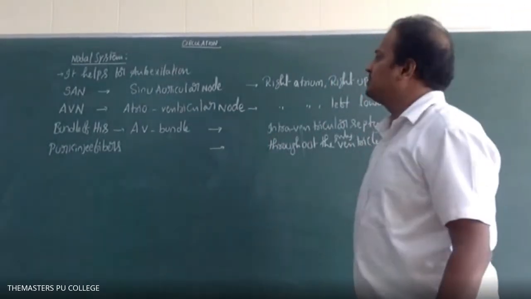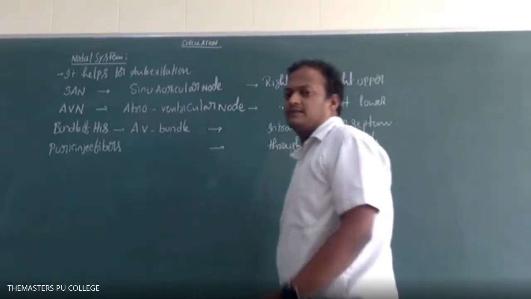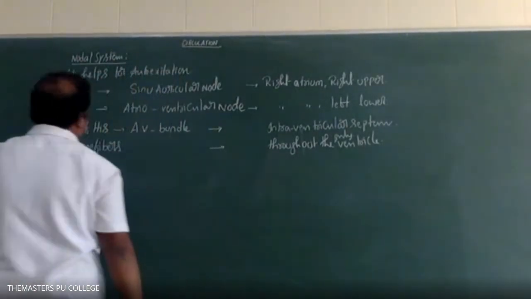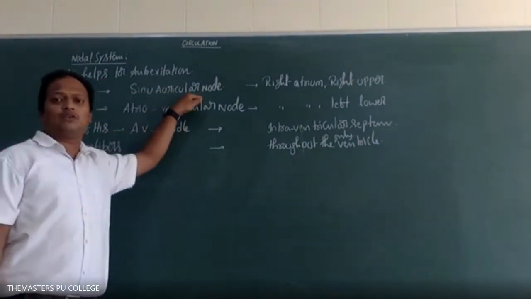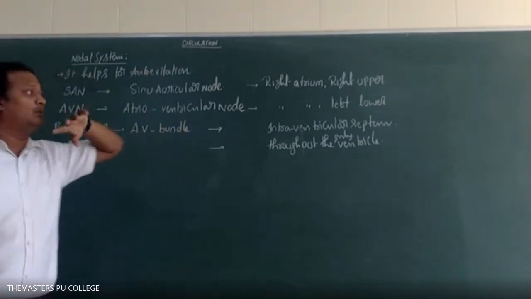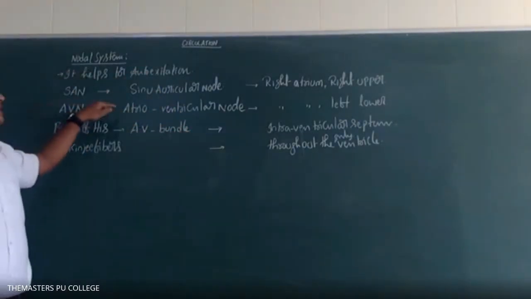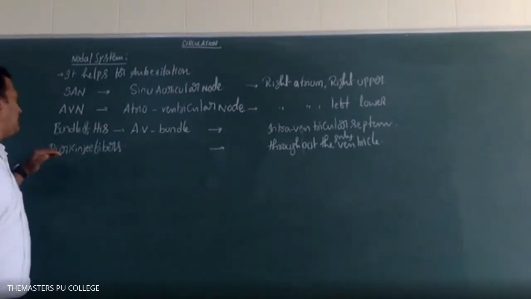Okay, right, fine. So here, the nodal tissue consists of four different types of components: SAN, AVN, bundle of His, and Purkinje fibers. SAN is the sino-auricular node, also called the sino-atrial node. Next one, AVN, atrioventricular node, bundle of His, AV bundle, and Purkinje fibers.